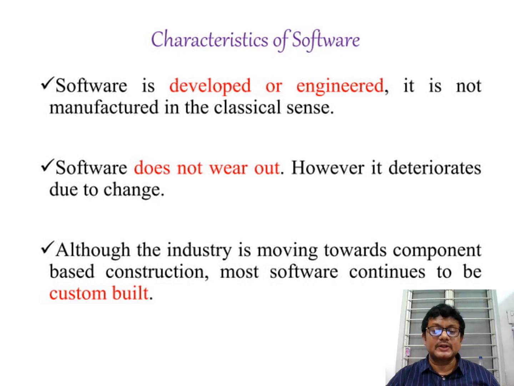Software is developed or engineered. It is not manufactured in the classical sense. Software does not wear out. However, it deteriorates due to change. Although the industry is moving towards component-based construction, most software continues to be custom built.